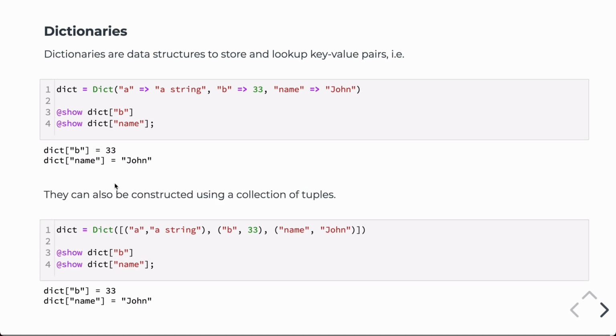Just an alternative way to construct dictionaries is with a collection of tuples. Again, I use the Dict constructor here, and the argument then would be a list, or an array rather, so square brackets followed by a bunch of tuples that contain key-value pairs, right? So a string, b 33, name John. And then once it's constructed, you can access the entries just like you would have if you had constructed it the other way. There's no difference.